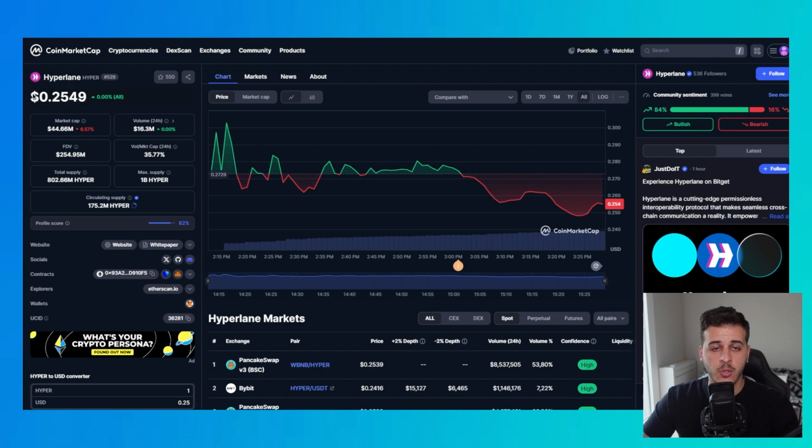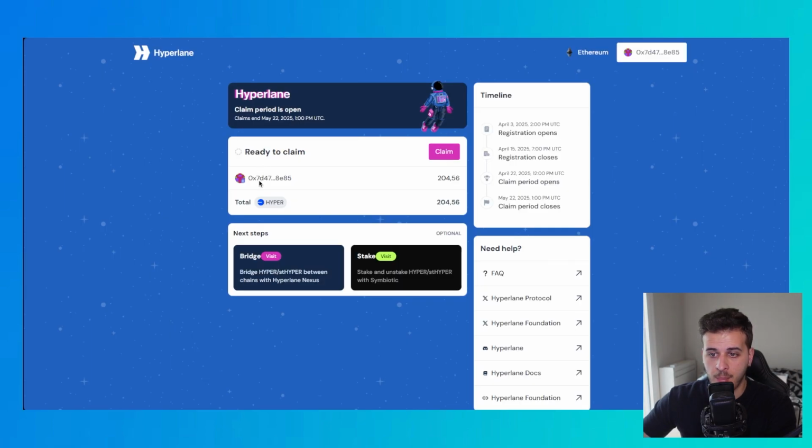Hyperlane has launched at this price valuation right now. It's not a good price valuation in all honesty, but at the end of the day, it is what it is. So we're going ahead on Hyperlane over here.